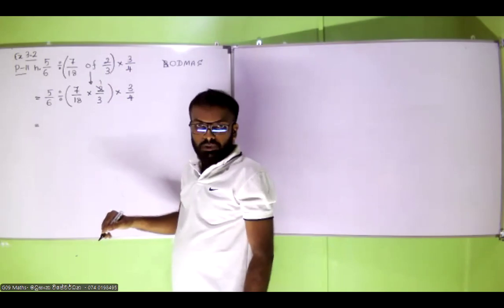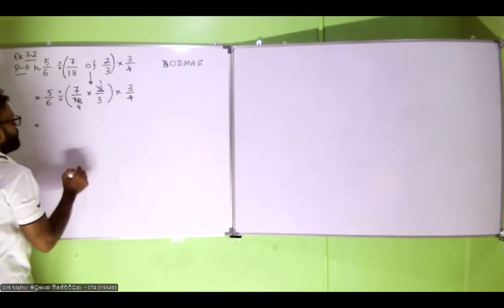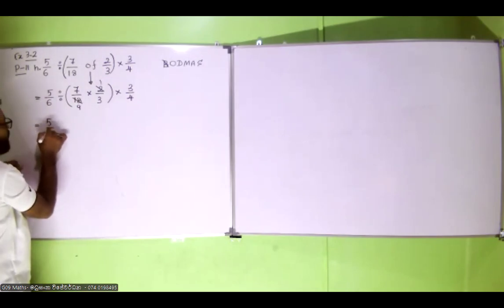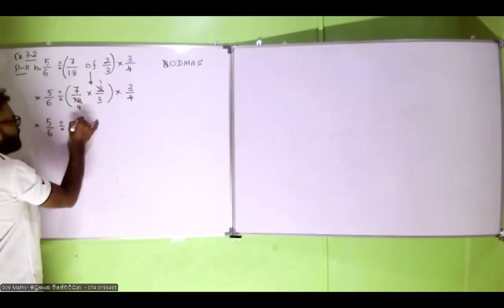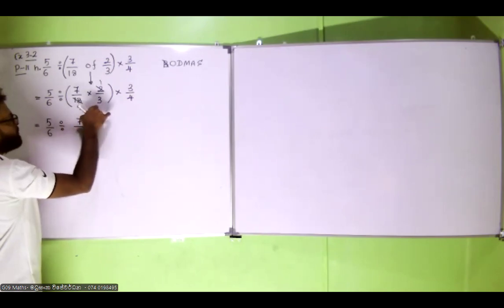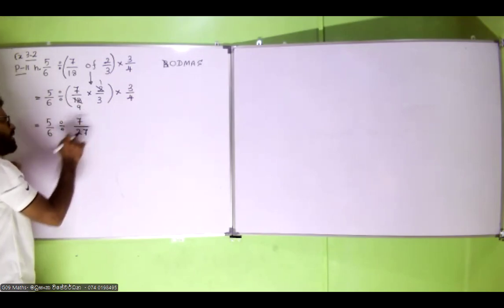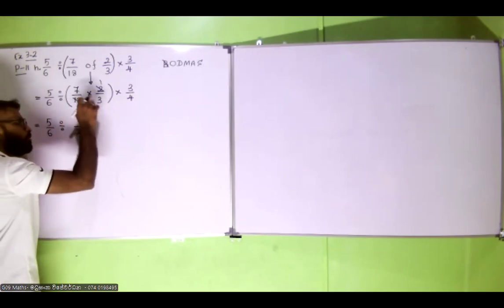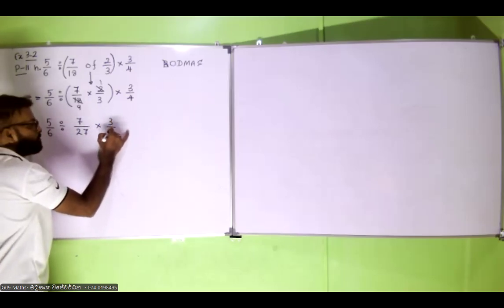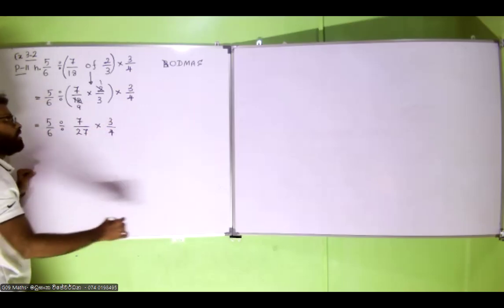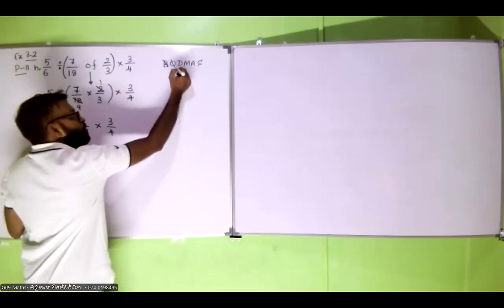Here you have 2 times 1. 18 can be simplified as 2 times 9. So 5/6 division mark. Now 7 times 1, 7 in the numerator, denominator 9 times 3, 27. Now this is a single fraction, so I am not going to put a bracket. Multiply 3 upon 4. Now my "of" part is over.